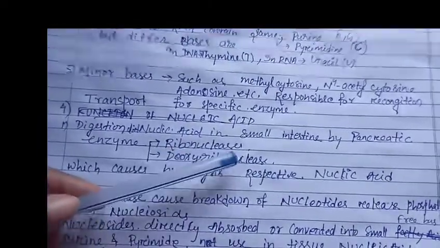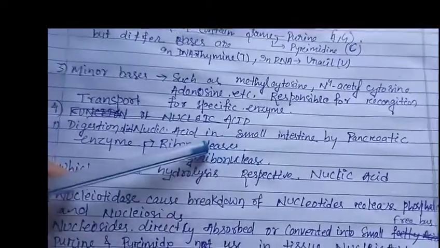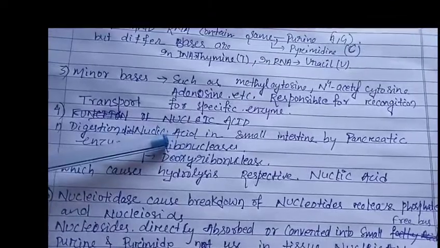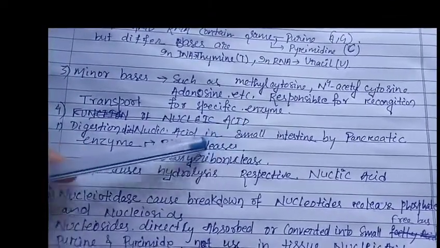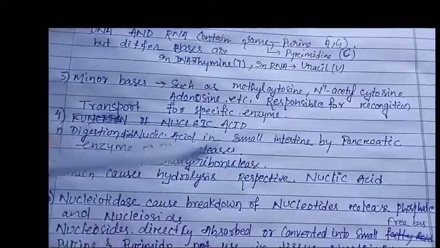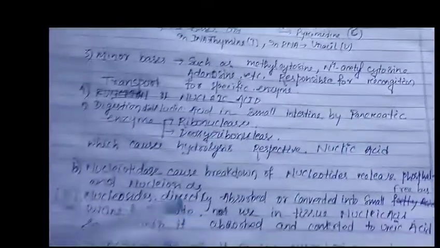Because it is ribonuclease, nuclease means breakdown. Which type of compound do they break down? Ribonuclease breaks down ribonucleic acid, that is RNA. Whereas deoxyribonuclease breaks down DNA, and causes the respective nucleic acids to be free.